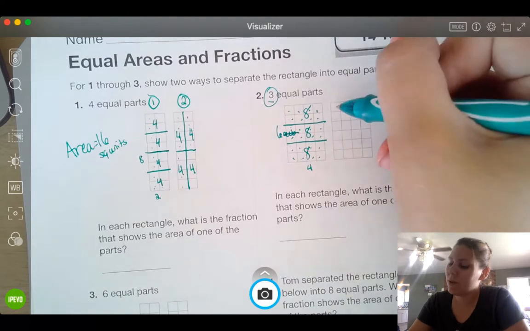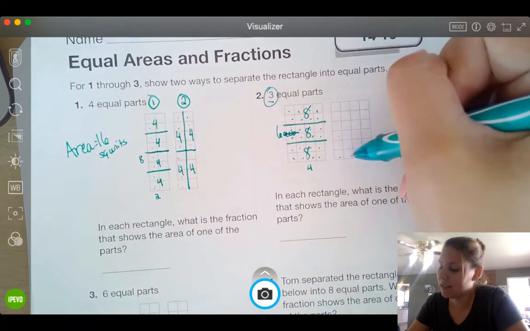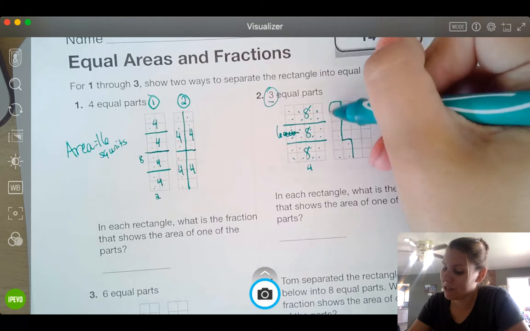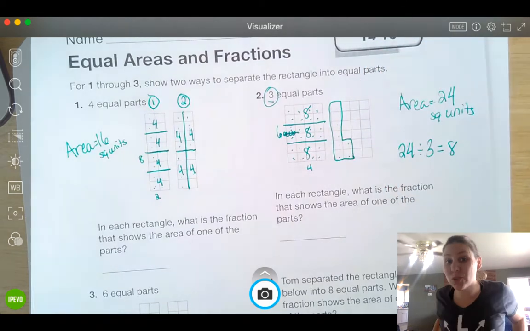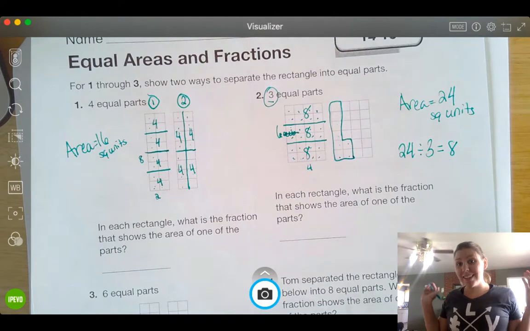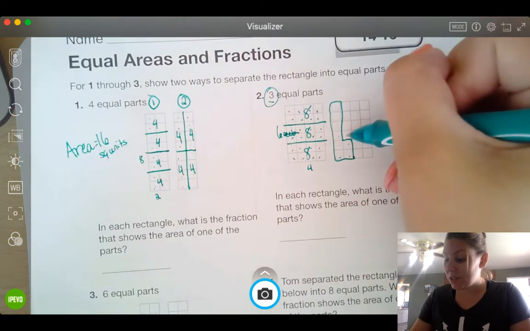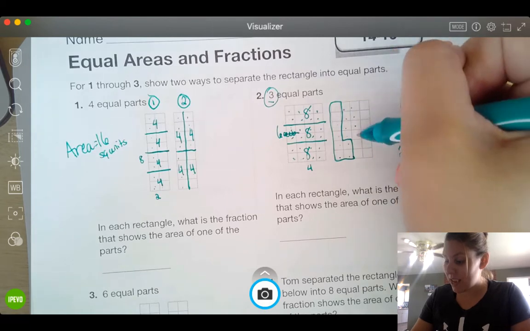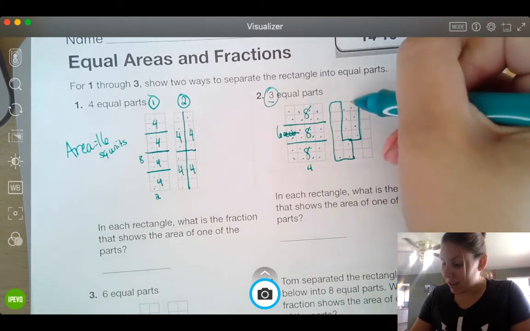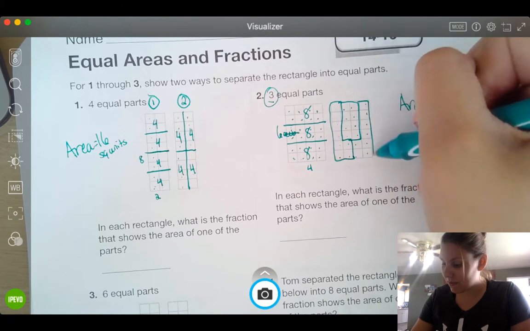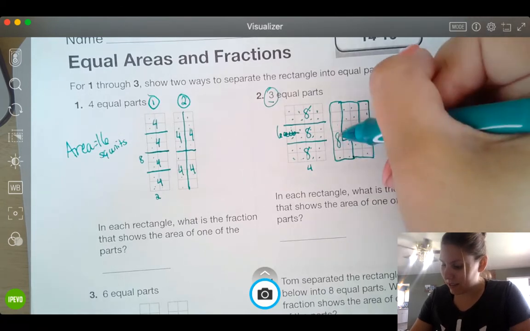I could say I have 1, 2, 3, 4, 5, 6, 7, 8, and cut it this way. I know it looks weird. This is not the way we would usually cut thirds, but they are equal parts. I promise. We'll get to it. 1, 2, 3, 4, 5, 6, 7, 8, and 1, 2, 3, 4, 5, 6, 7, 8. So there's 8, 8, and 8.